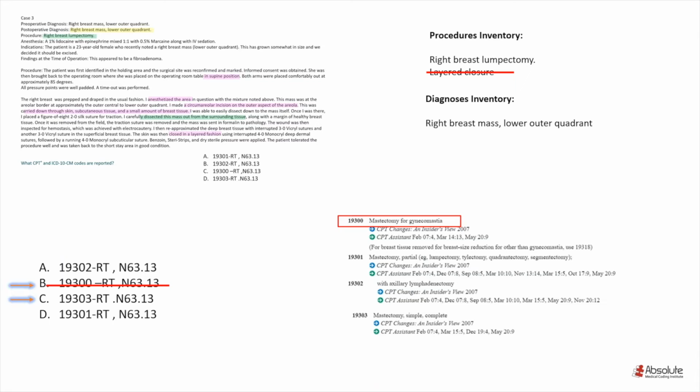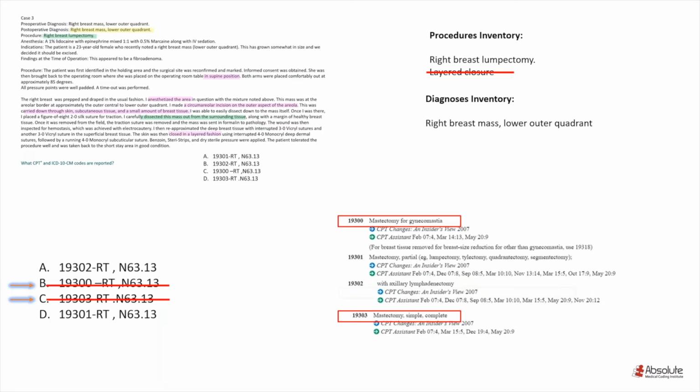You can see it is a complete mastectomy. Well, we don't have a complete mastectomy in our procedure. The doctor has just removed a lump from the breast. So 19303 will also be incorrect. So we will be canceling option C, and now the remaining two options are 19302 and 19301.